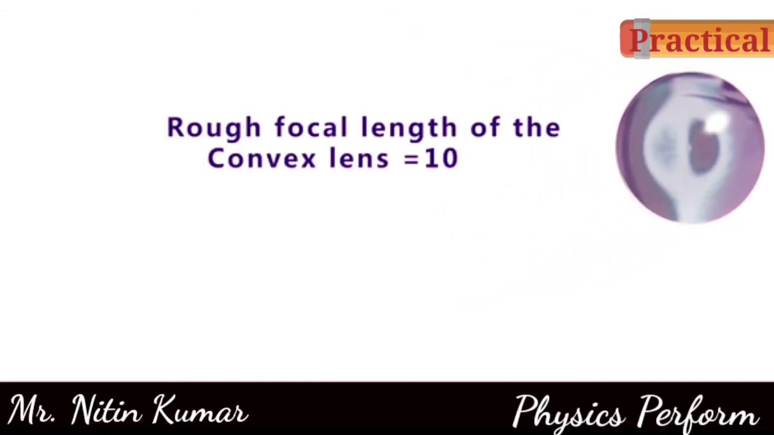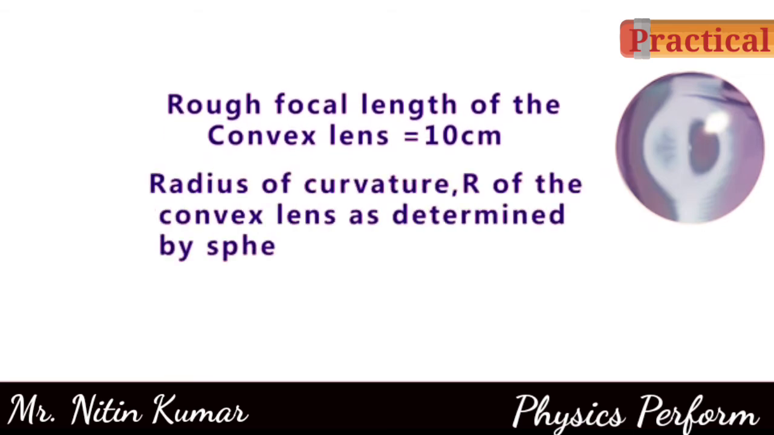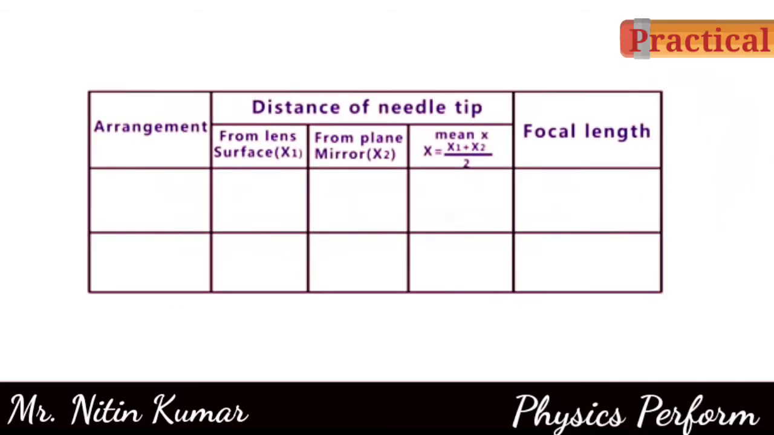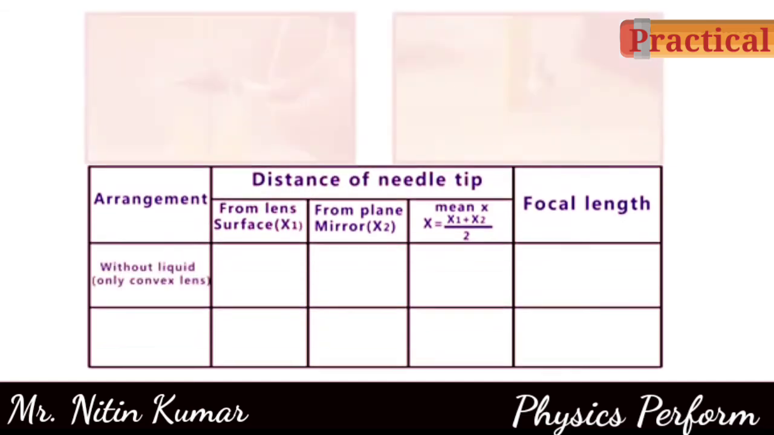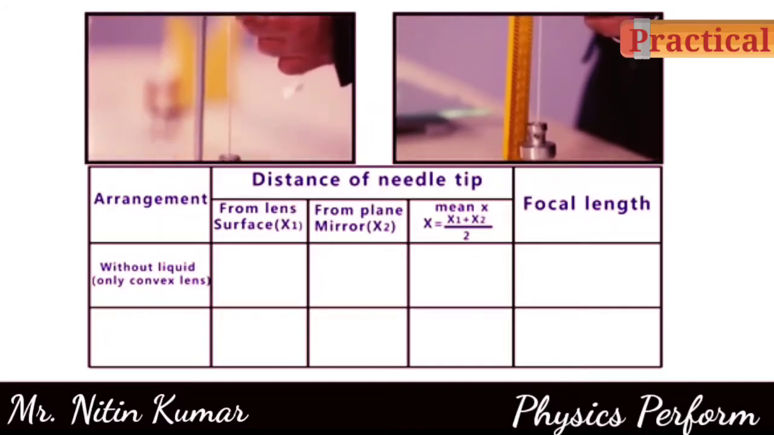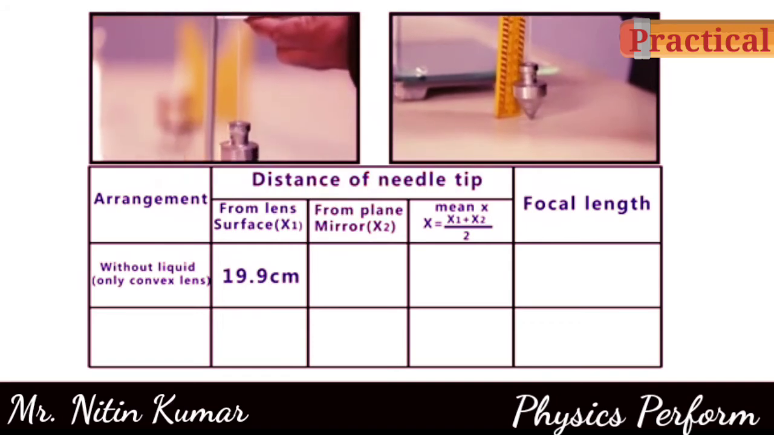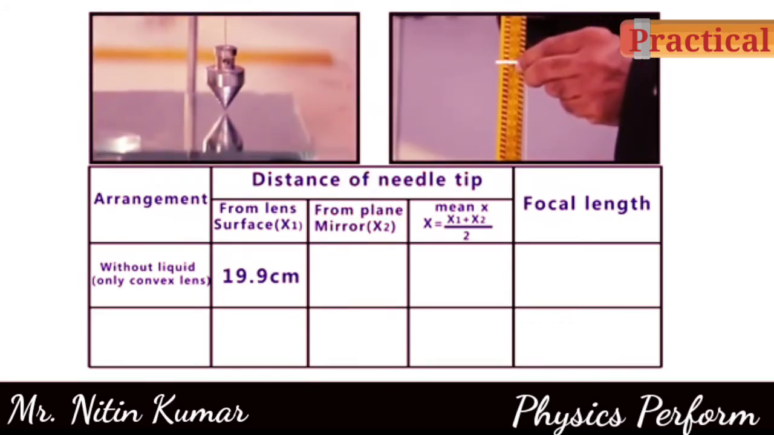The rough focal length of the convex lens is equal to 10 cm. Radius of curvature R of the convex lens as determined by the spherometer is equal to 20.03 cm. Observation table. Distance from the tip of the needle to the lens surface x1 without liquid, only convex lens. The distance of the needle from the surface of the lens when inverted image is formed is 19.9 cm. The distance of the needle from the surface of the plane mirror is 20 cm.